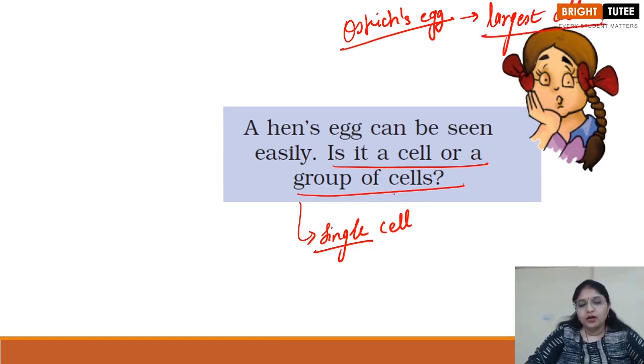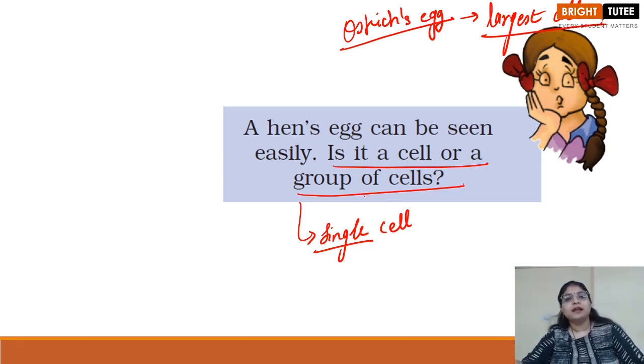So hen's egg, ostrich egg, even the eggs of human beings, which we will study later, that there is an egg in the human being also, which is one of the parts of the beginning of life. So that is also a single cell, right? So in this way, we see that there are certain cells that we can actually visualize without the use of microscopes, and those are the eggs of different birds and fishes, right?